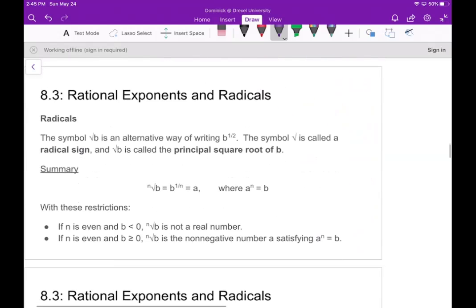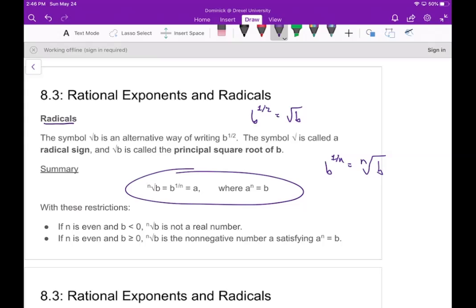Now, I've already started really using this notation, but we can talk a little bit further about radicals. So if I have something like b to the 1/2, we saw that we can write that as the square root of b. And of course, if we have b to the 1/n, we can write that as the nth root of b. So that's what that's saying right here.